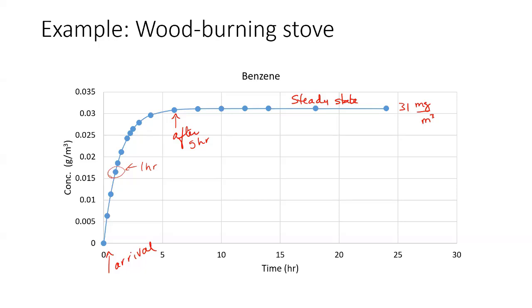And just to give you a comparison, when we talk about OSHA regulations, we will talk about permissible exposure limits. I used that term the other day. An 8-hour time-weighted average, so it's an average over 8 hours in an occupational setting, is 1 part per million. This 31 is equivalent to 9.7 parts per million.